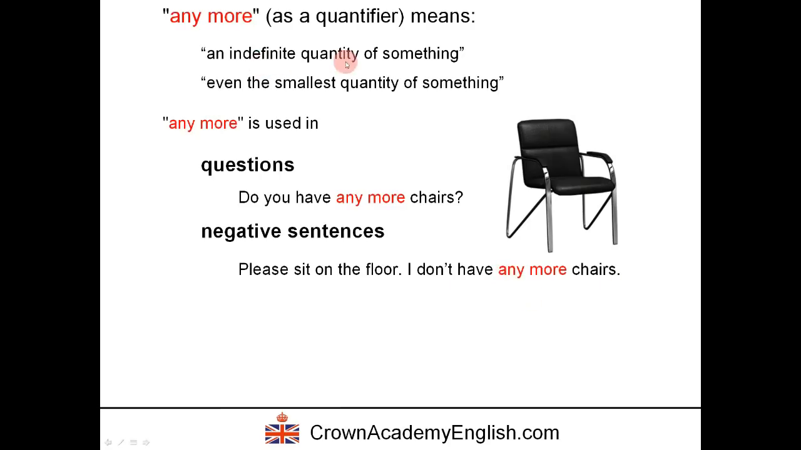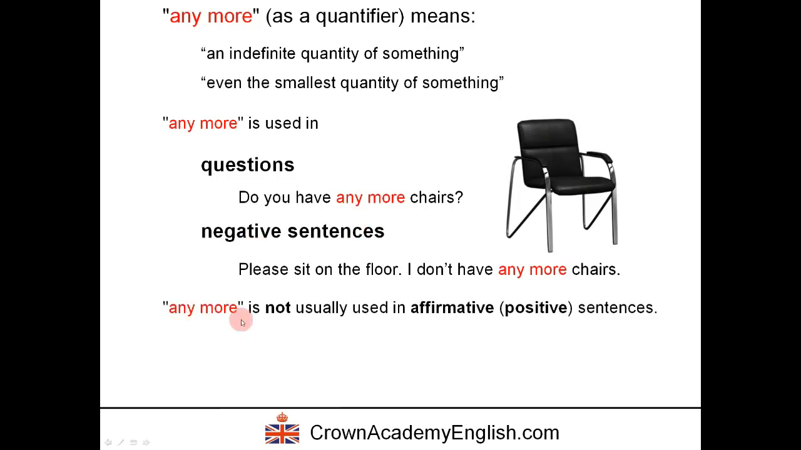Okay, and it's an indefinite quantity. So I don't specify the number of chairs that I don't have. Okay, so this means, for example, I did have 5 chairs, but they are all used. They are all occupied. And now I don't have any more chairs. Okay, I'm sure you understand the meaning. So we only use it in questions and negative sentences. Anymore is not usually used in affirmative, positive sentences. So that's very important. We use it for questions, negative sentences, but not affirmative sentences.